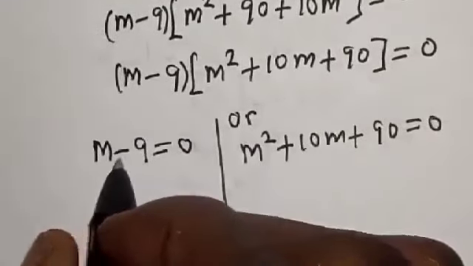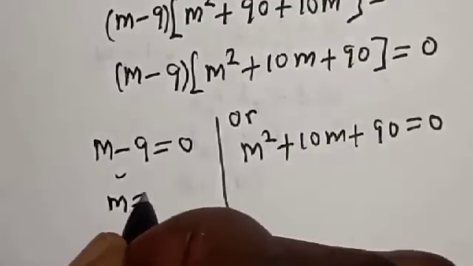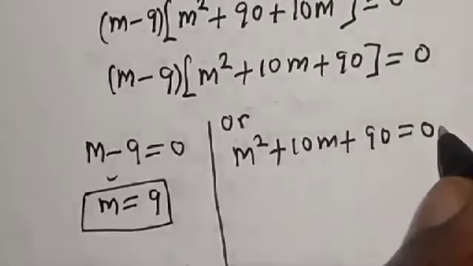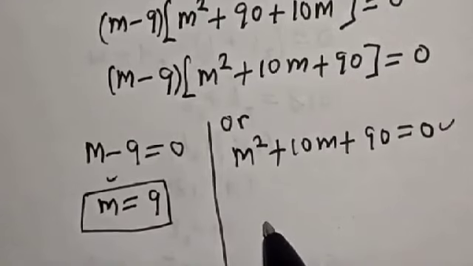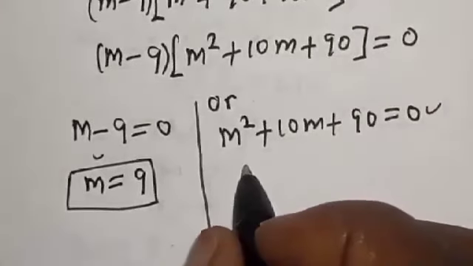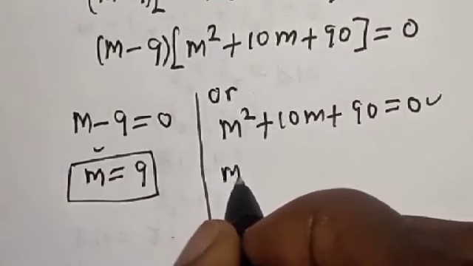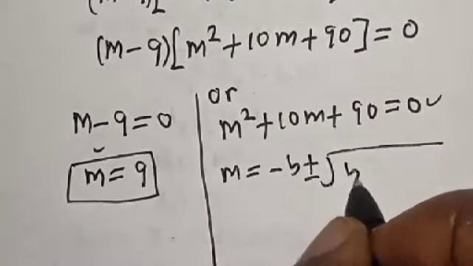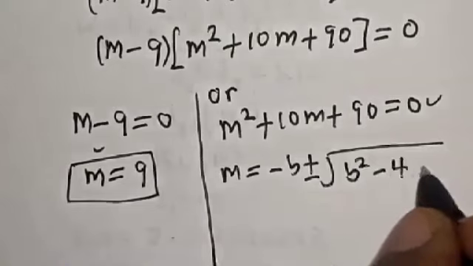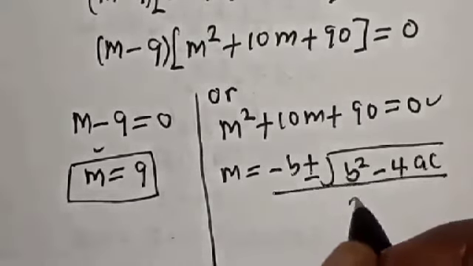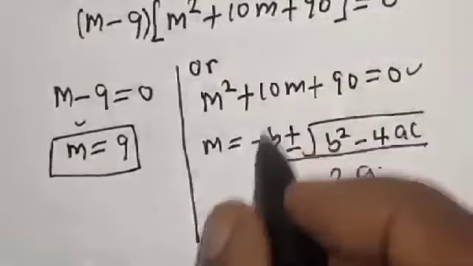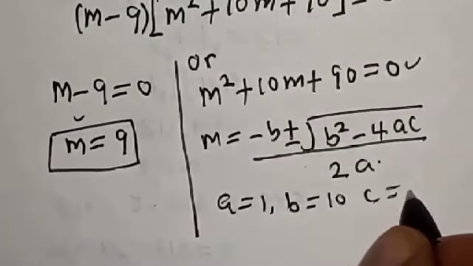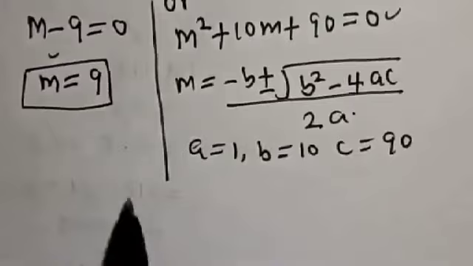Now let's work with the first case. From here, m is equal to 9. And from the second case, this is a quadratic equation which can be solved using the quadratic general formula. In this case, the formula is m is equal to minus b plus or minus square root of b squared minus 4ac, divided by 2a. From this equation, a is equal to 1, b is equal to 10, c is equal to 90. Let's substitute.